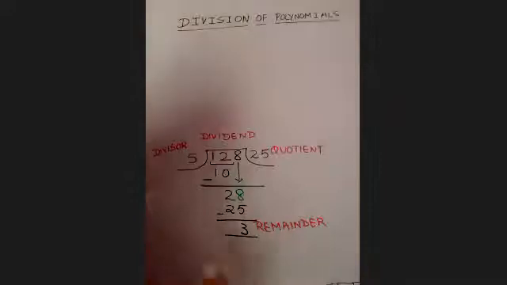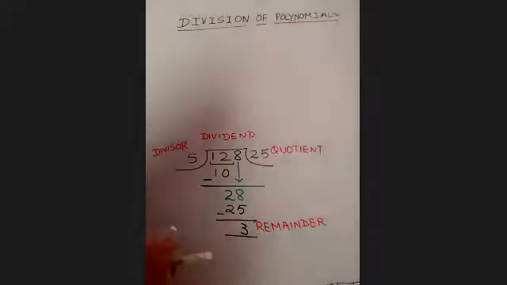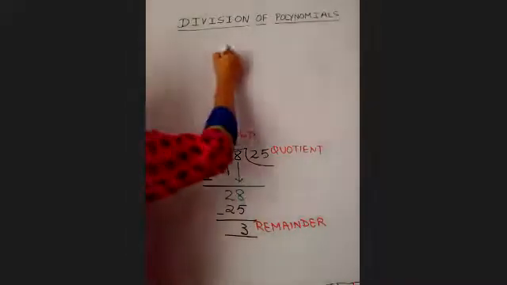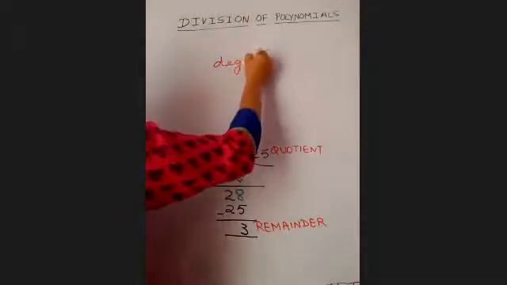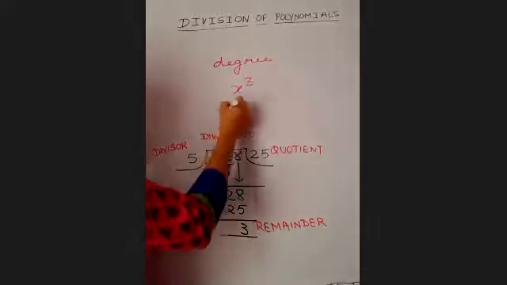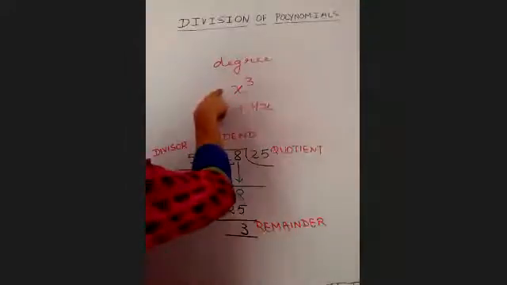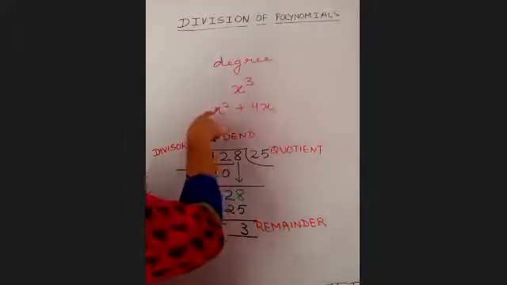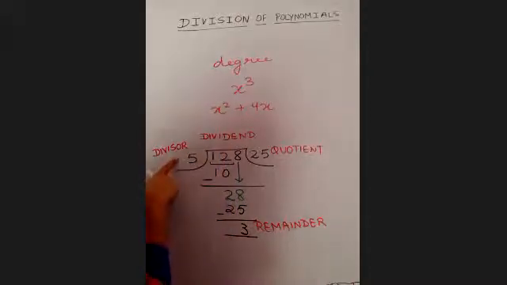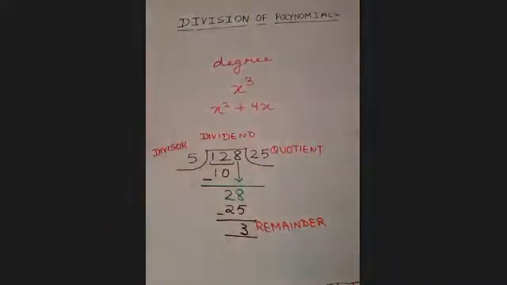Now the same logic we are going to apply for the polynomials. How do we define polynomials? We decide on the basis of their degree. If we have a polynomial, let's say x cube, and another one is x square plus 4x, then the polynomial with higher degree will be taken as dividend, and the polynomial with smaller degree will be taken as divisor. So what should be the dividend here? Ma'am, x cube, because the degree is 3.